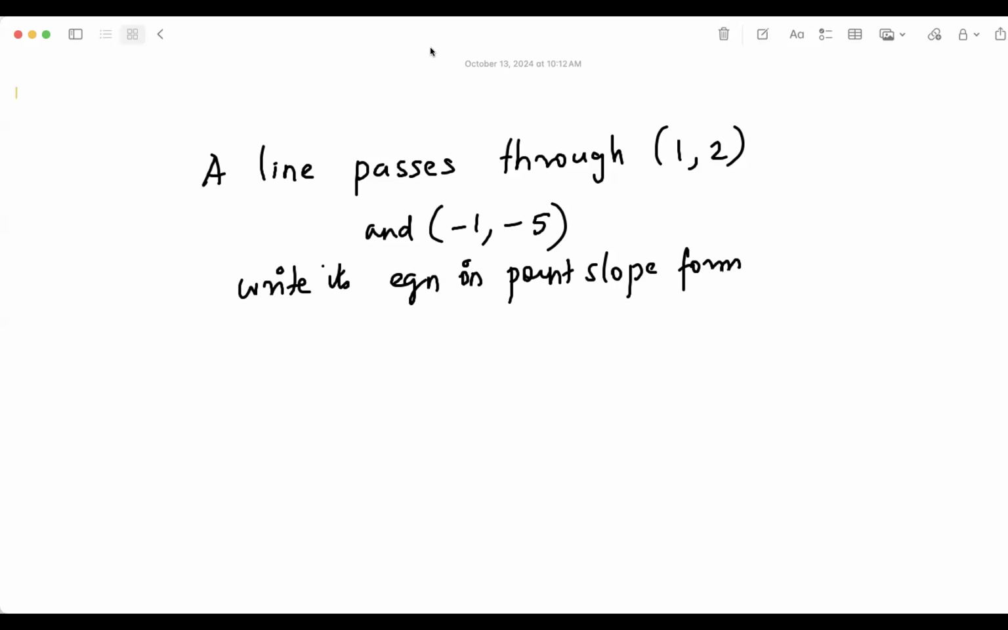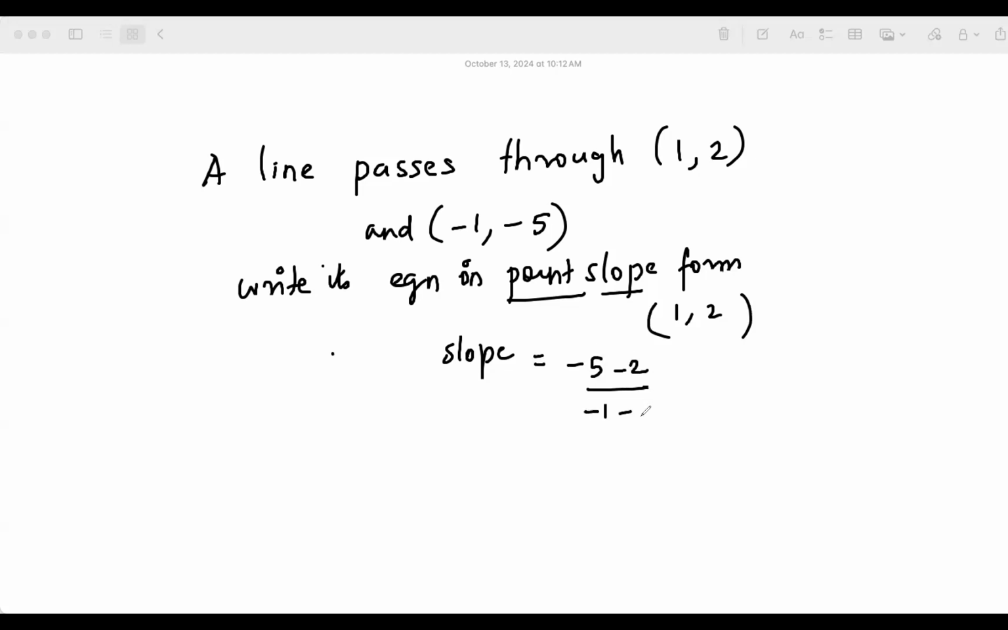Okay, so here there were one or two issues. First I will find the slope. I need slope. Point slope form means I want both. Point I have enough. I can use either of the two points I have, but slope I need to find out. So -5 -2 divided by -1 -1. So -7 by -2, which is 7 by 2.